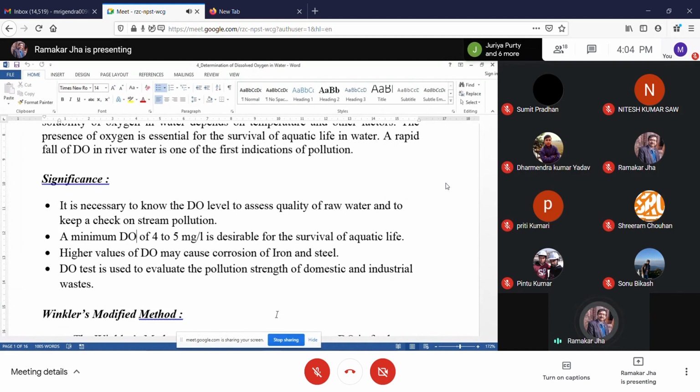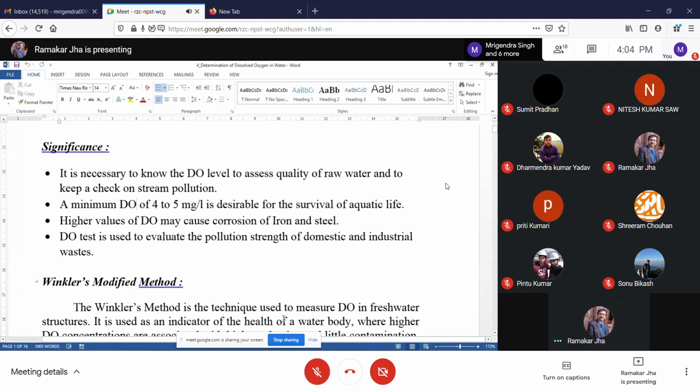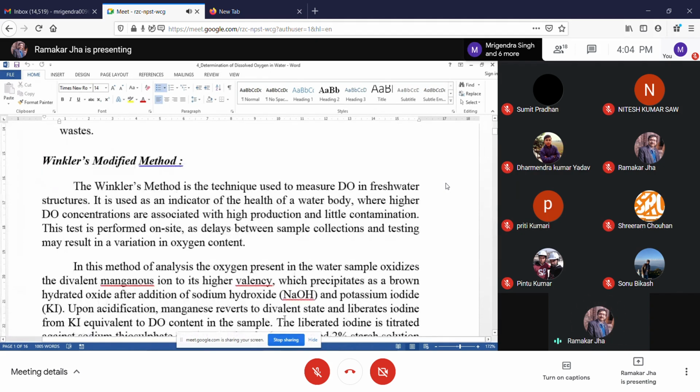The DO test is used to evaluate the pollution strength of domestic and industrial waste. What is the Winkler method? Now comes the method. The Winkler method is the technique used to measure DO in freshwater systems. It is used as an indicator of the health of a water body, where higher DO concentrations are associated with higher production and little contamination. So, good health and no contamination, no pollution.